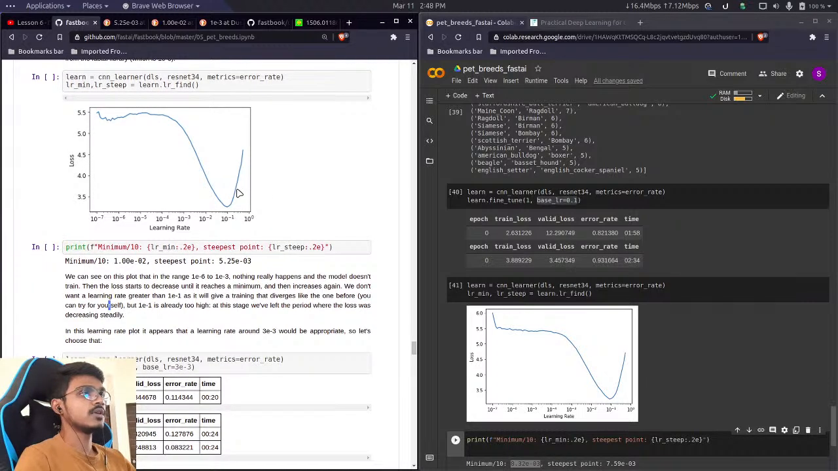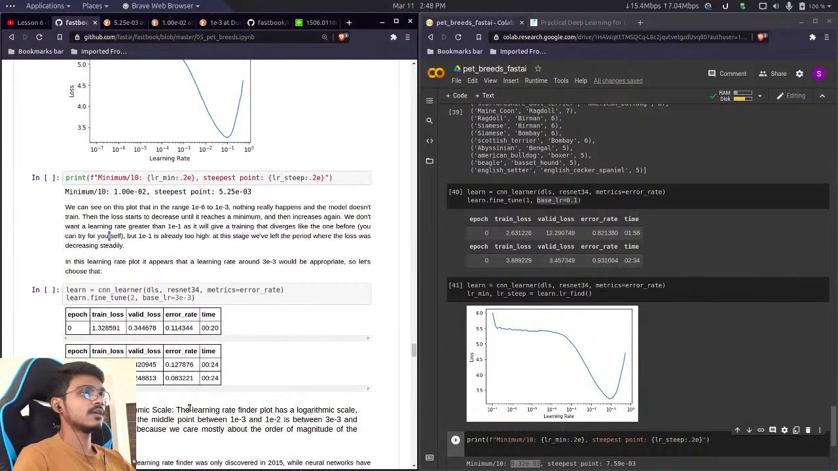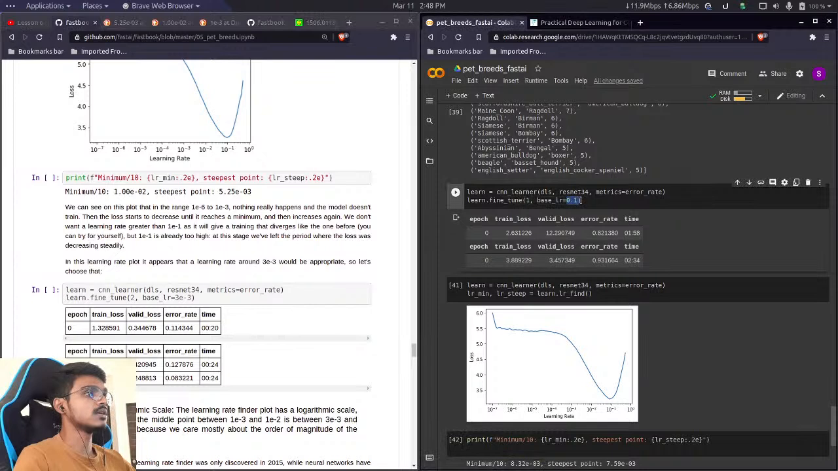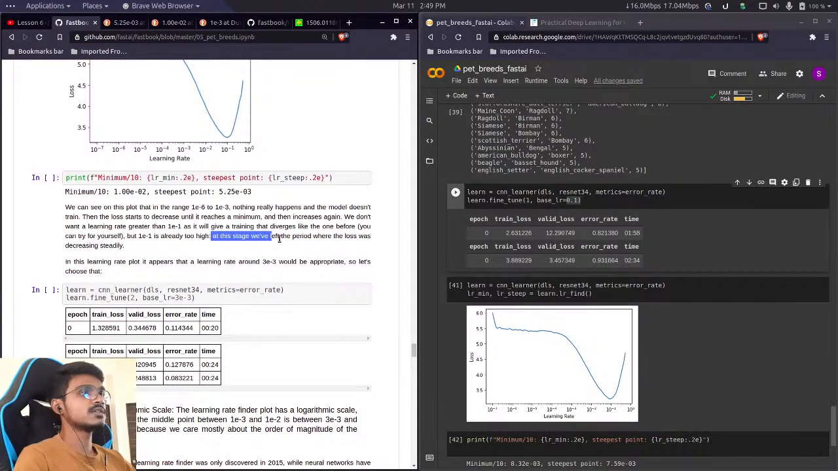What if we increase it again? Then it will get much worse, I guess. Let's not try it. But yeah, it is already too high. This learning rate that we used was already too high. At this stage, we have left the period where the loss was decreasing steadily. We have left this period.